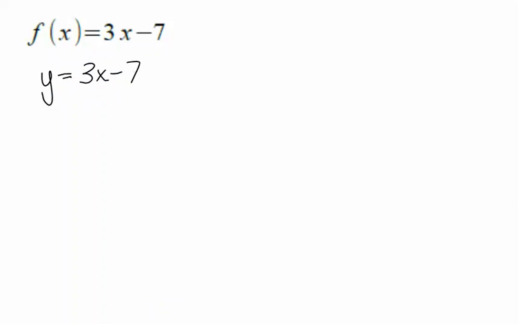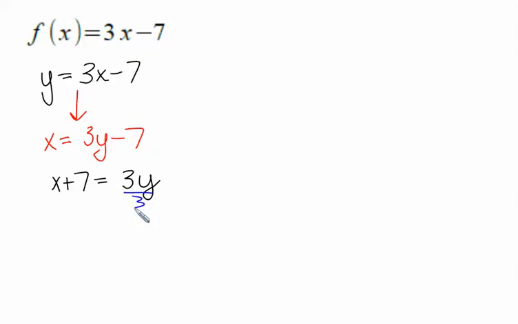And then what we realize is to find the inverse, we switch x and y. That's the key to doing the inverse. So we will write x equals 3y minus 7. But now we need to get the y by itself. So we add 7 to both sides, and then we want to divide both sides by 3.